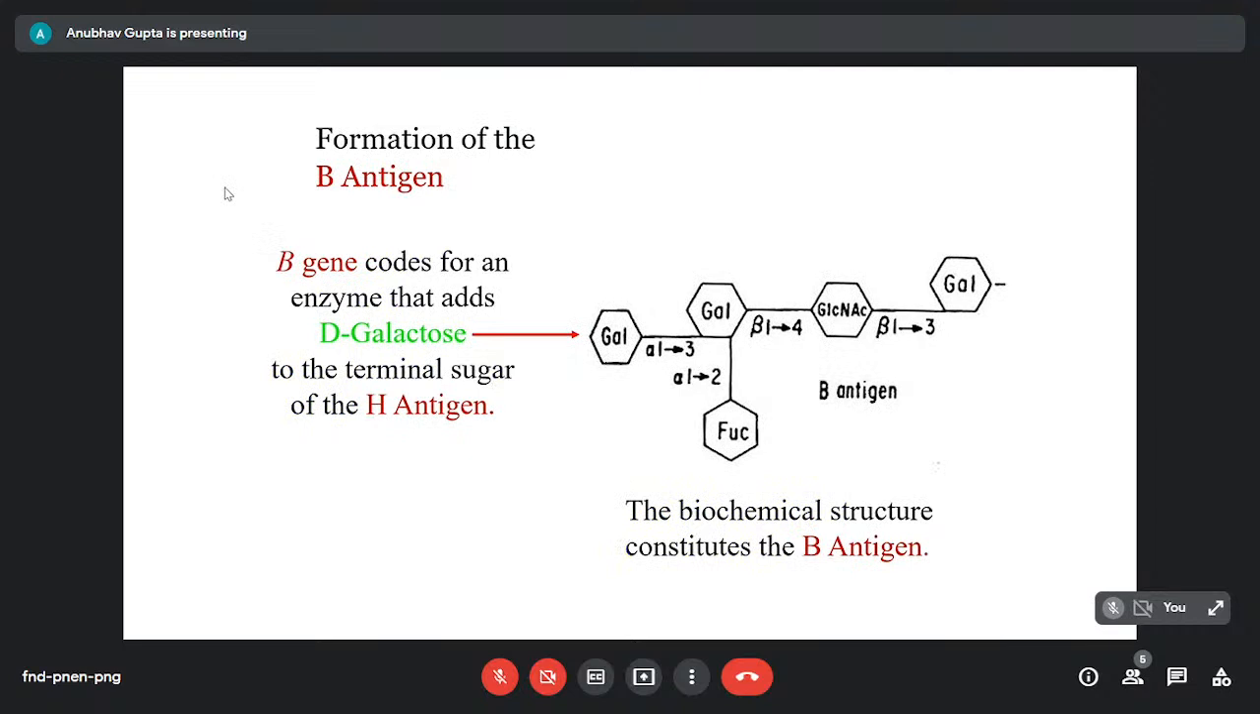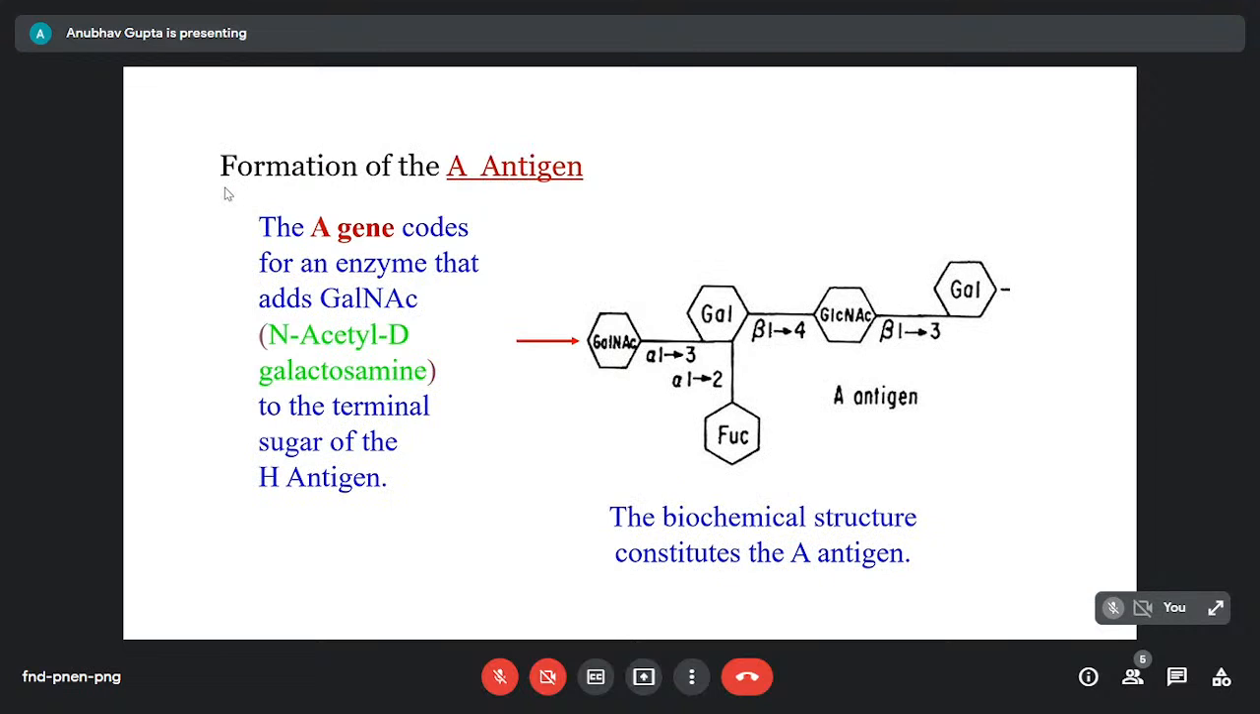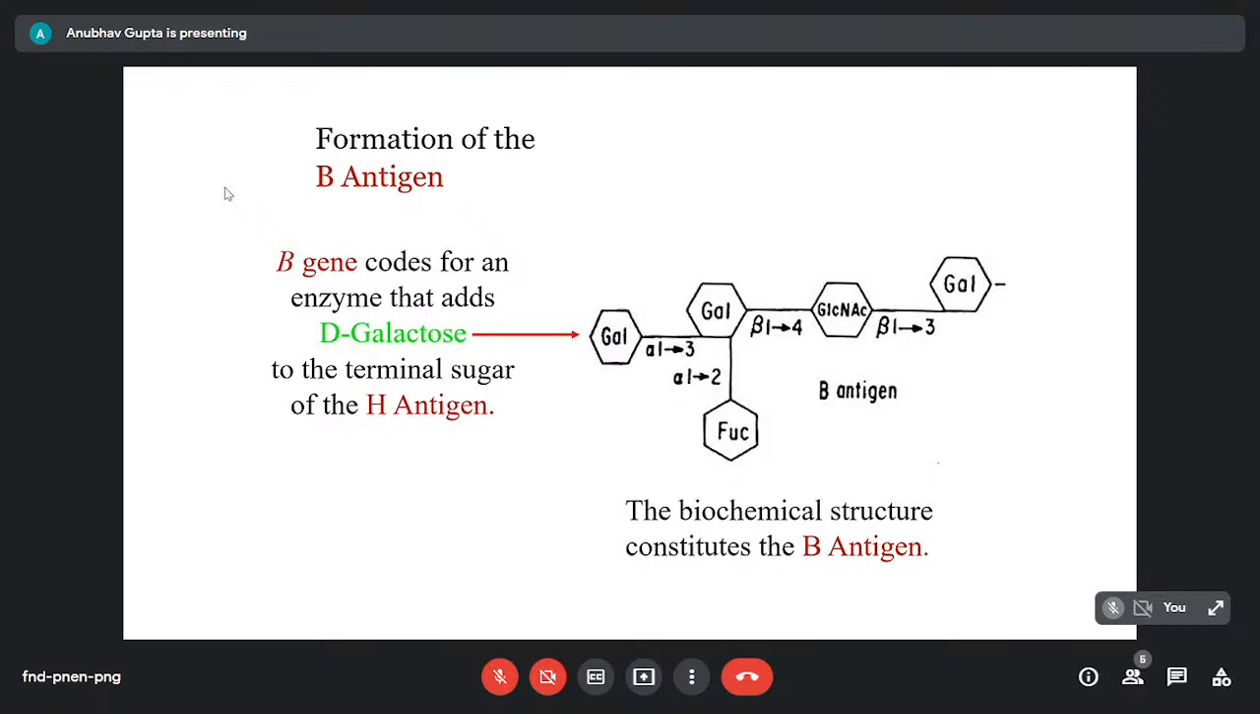See, on the same principle, you are having the H substance, and on that H substance, the B gene product. What is that B gene product? It is the D-galactose. For the A, we are having an N-acetyl D-galactosamine, and for the B, we are having the galactose. For that galactose to be represented as B antigen, it should be attached to the H substance, and H substance is formed by the fucose attaching to the precursor molecule.